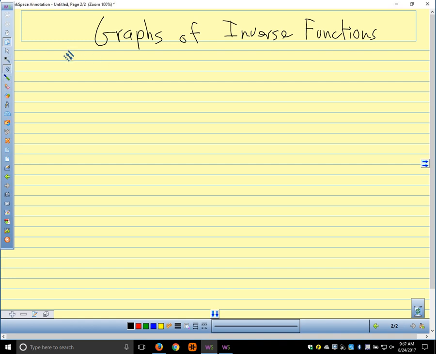Anybody remember what it looks like when we graph a function and its inverse on the same set of axes? Is it flipped around the x and y axis? It's flipped and x equals y? There you go, y equals x. So it's reflected over the line y equals x. Very nice.